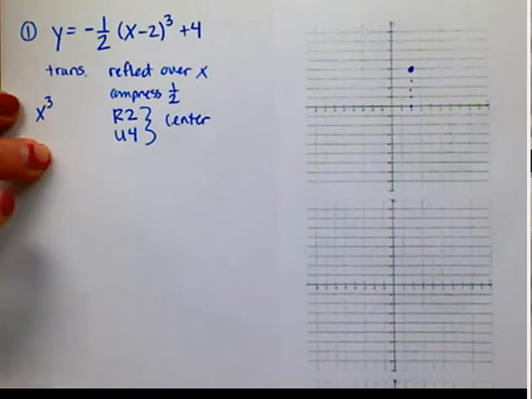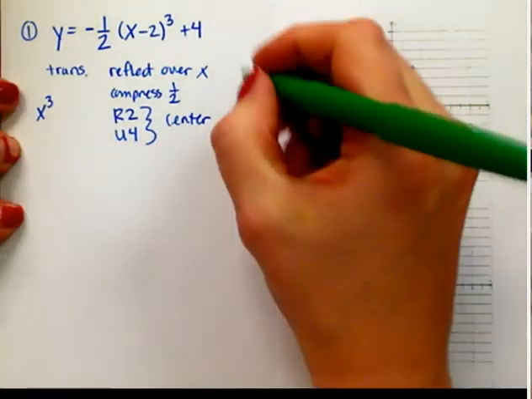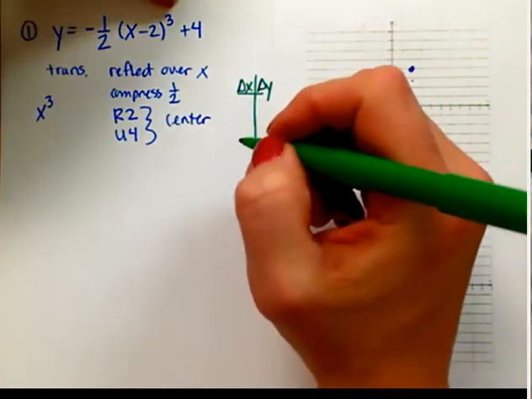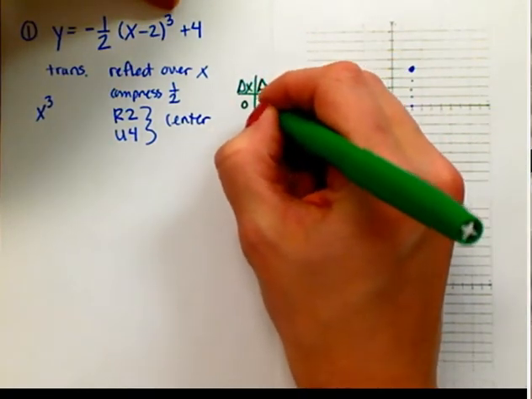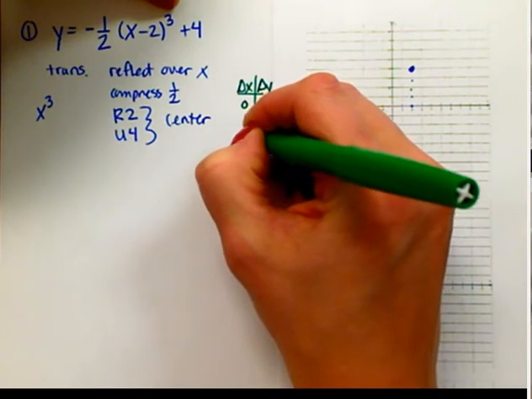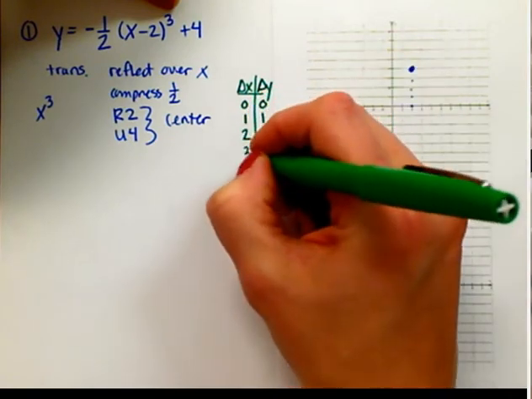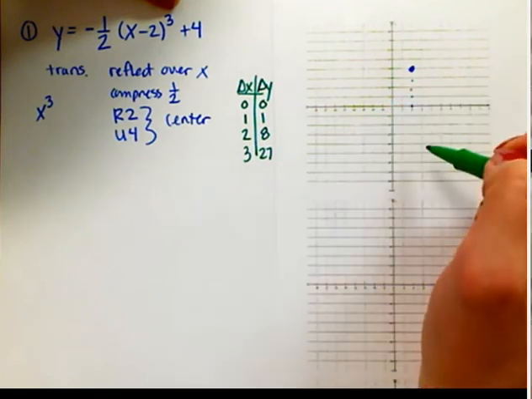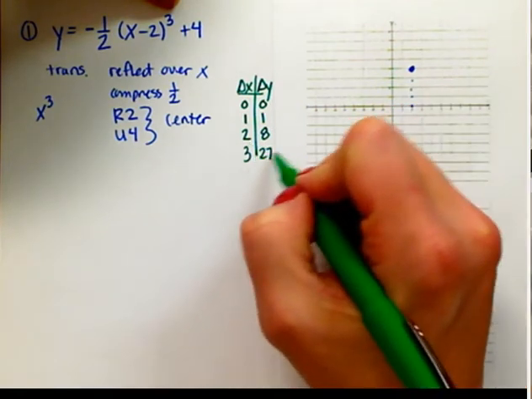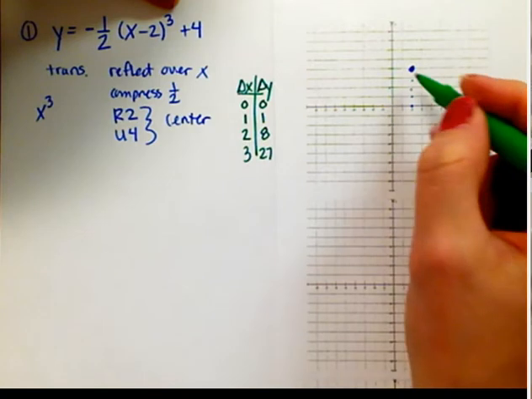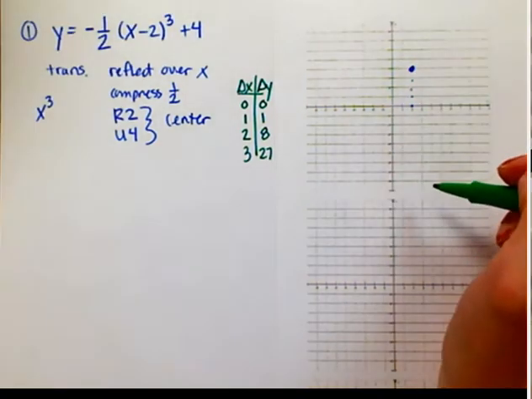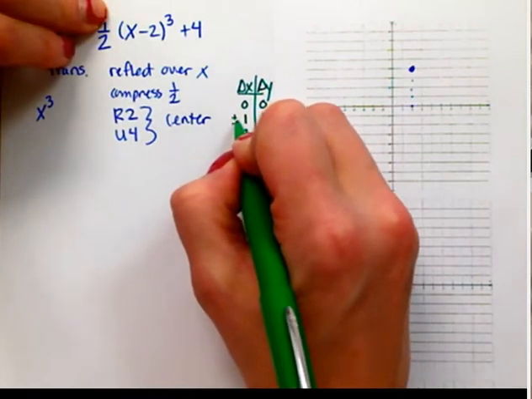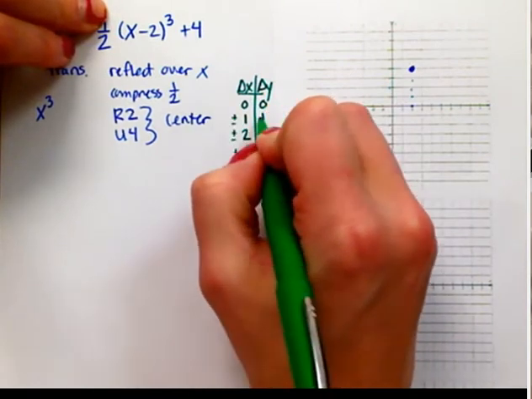Okay, so I'm going to write down my table of values here, right? Change in x, change in y, and I'm cubing: 0, 0, 1, 1, 2, 8. You can write 3 cubed is 27, but 27 is so large it rarely fits on our graph. Even if I half this, 13.5, it's unlikely to fit on my grid here. Keep in mind, when cubing, negatives stay negative, positives stay positive.